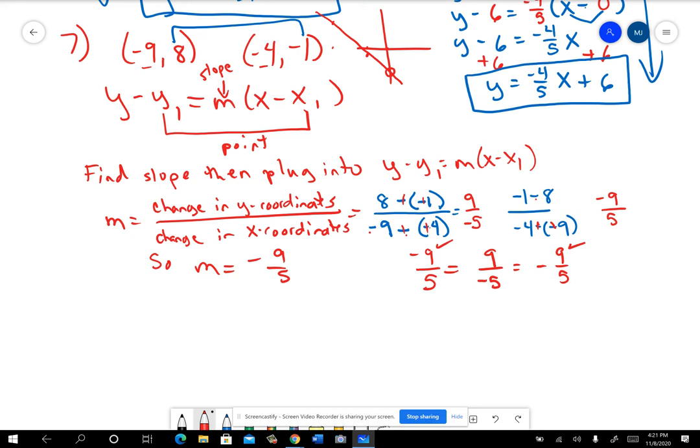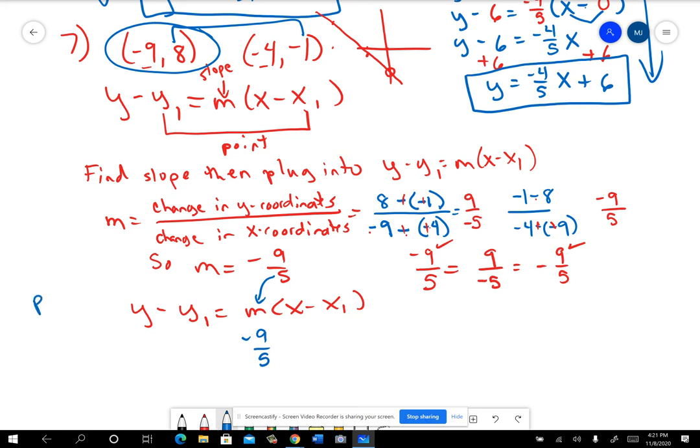Now we're ready to plug into the point slope formula, okay? So when we get ready to do that, the -9/5 goes right there, doesn't it? And then you might wonder, well, what do I do about the other thing? I've got 2 points. Well, you just pick one of them. I'm going to show you that it wouldn't have mattered. So just pick one point to serve as your x1, y1.